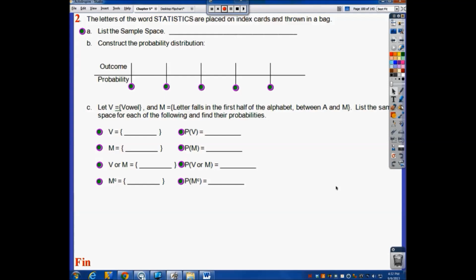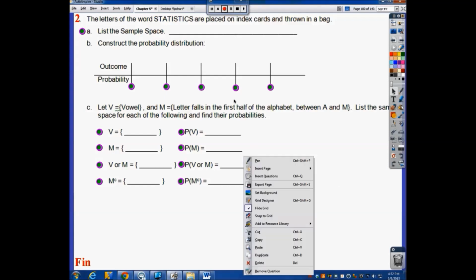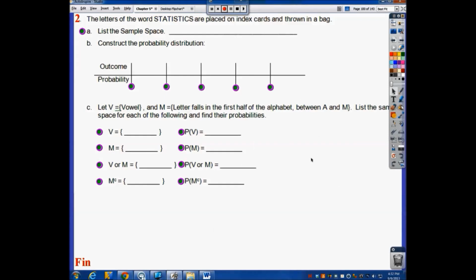And one more example here. It says the letters of the word statistics are placed on index cards and thrown in a bag. List the sample space. Okay, so what letters could you pull out of this bag? Well, we don't want to include repeats. Okay, so we could pull out an S, we could pull out a T, an A, an I, and a C. Those are the only 5 unique letters that make up the word statistics.